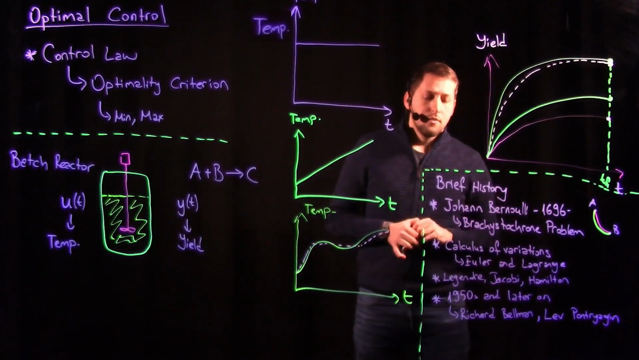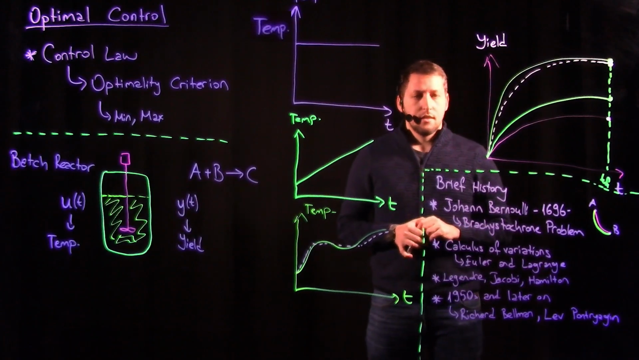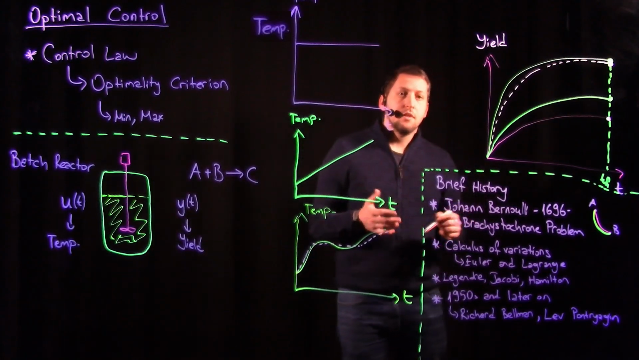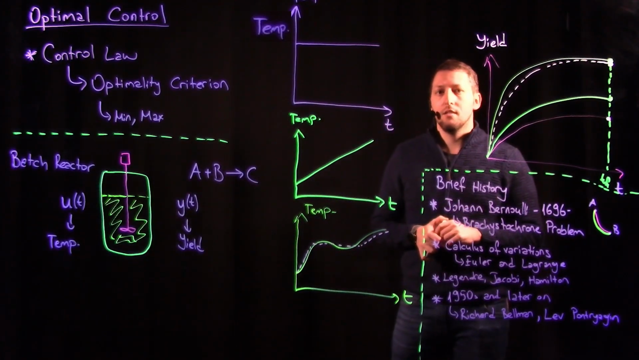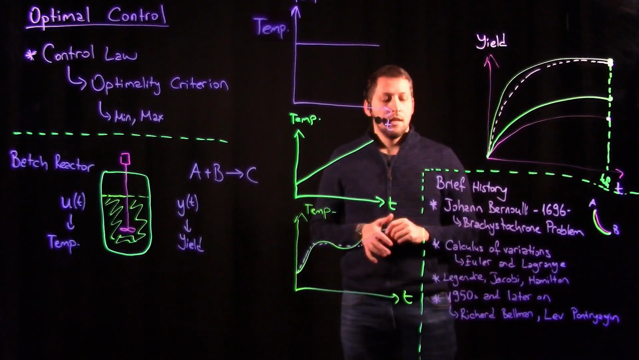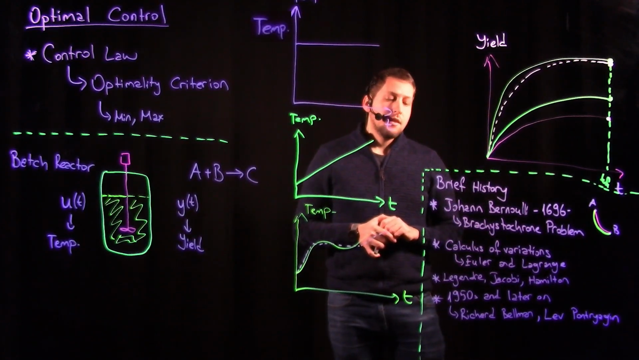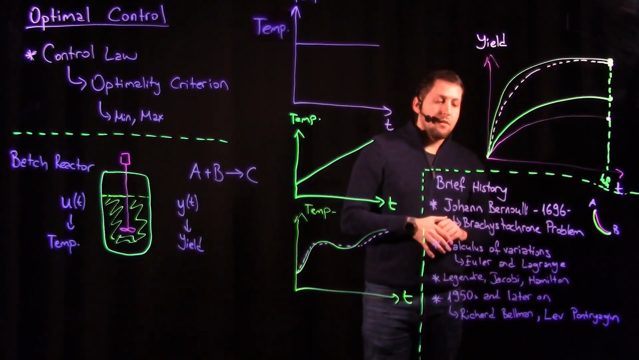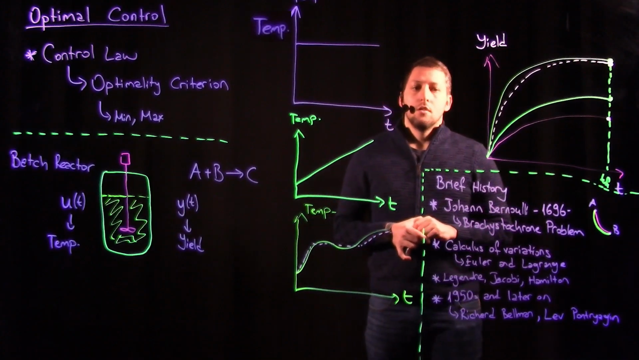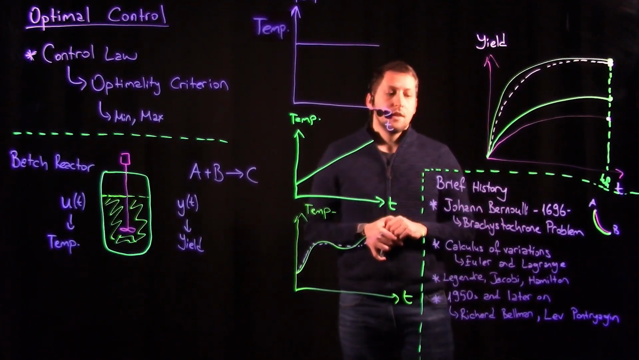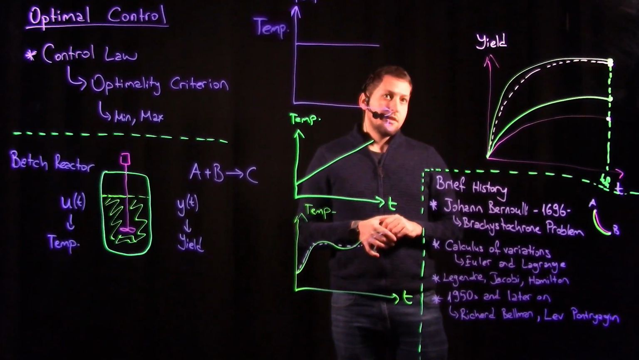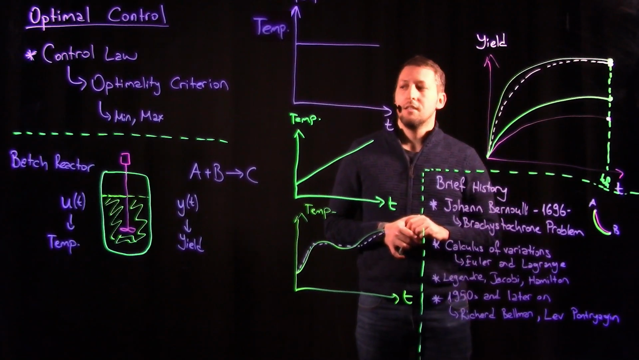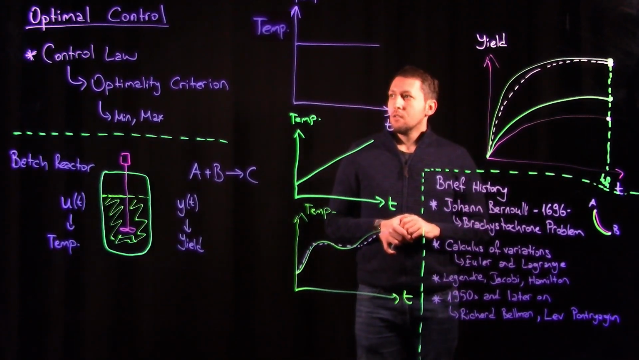So this indicates the 18th century. And then Legendre, Jacobi, and Hamilton created a different type of formalism in order to provide the necessary conditions for optimality. And this indicates the 19th century. And in the 20th century, Richard Bellman and Lev Pontryagin also contributed to this area significantly. In the next videos of this lecture series, we are going to talk about Pontryagin's maximum principle in detail. So that concludes this part.